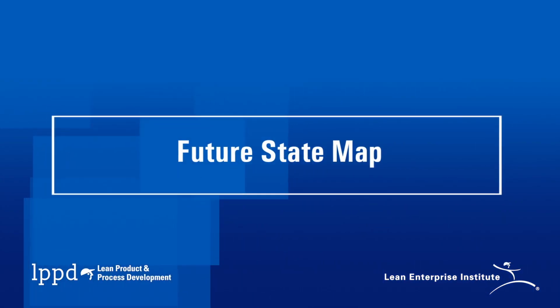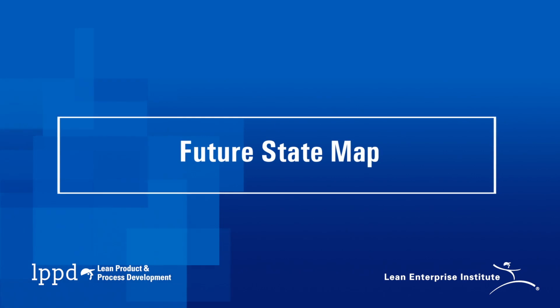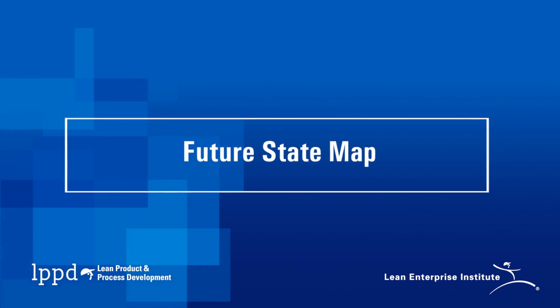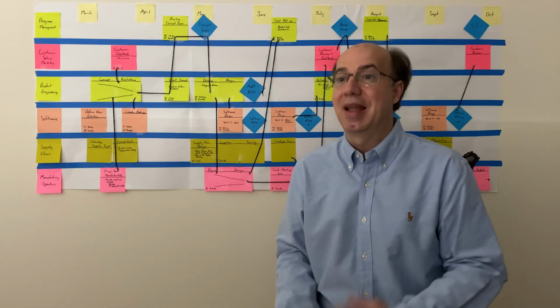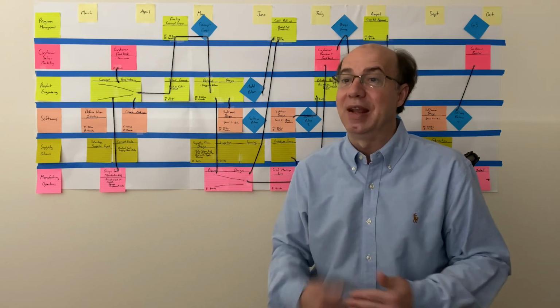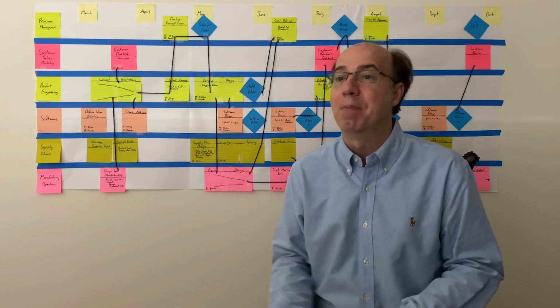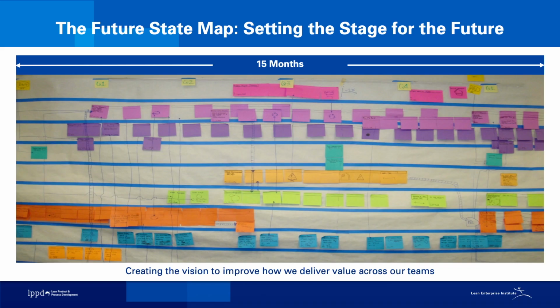The future state is really a vision of where we want to go with our product development system. It's designed to really try and bring out people's talent and help them be able to create value in the most effective way possible. Coming back to the earlier example, the project team created their future state by incorporating some of the lean product and process development practices to address their pain points they had identified in their current state. As a result, they were able to shorten their development time from 27 months down to 15 months.